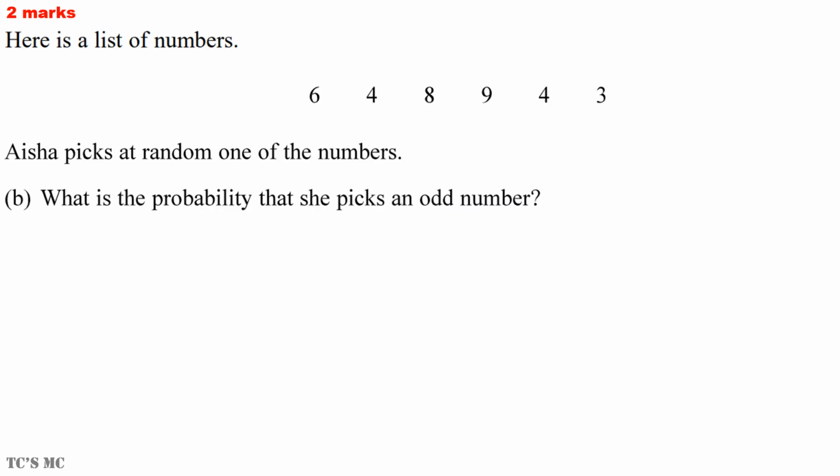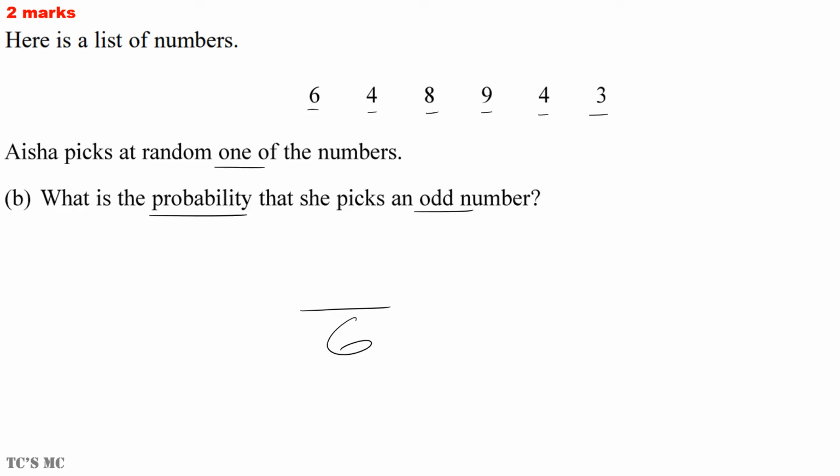Aisha picks at random one of the numbers. What is the probability that she picks an odd number? We need to work out how many numbers there are in total. 1, 2, 3, 4, 5, 6. Our denominator is 6, and now we have 1 mark.